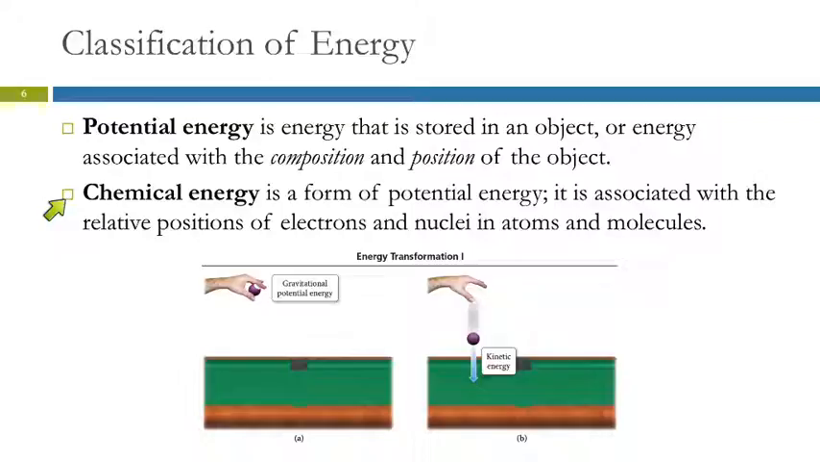Chemical energy is a kind of potential energy, but it's not due to gravitational potential energy. It's not due to a position of the substance being elevated. It has to do with the positions of the electrons and the nuclei, which are positively charged, inside the atoms and the molecules. And so there's potential energy there, because if you change something, there can be a lot of energy that's released.